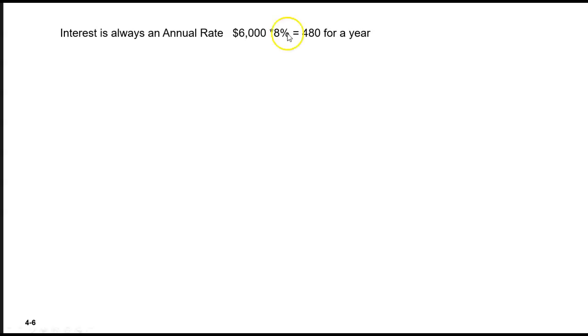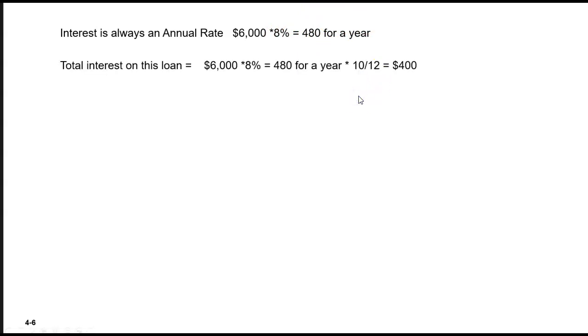So if we take the $6,000 times 8%, $480, that's the actual amount for an entire year. But because we're only taking this loan for 10 months, the only amount of interest we'll ultimately need to pay is $400. So the $6,000 times 8% gives us $480, and then we'll take that $480 times 10 out of 12 months, because we're using it 10 out of 12 months, and boom, $400.